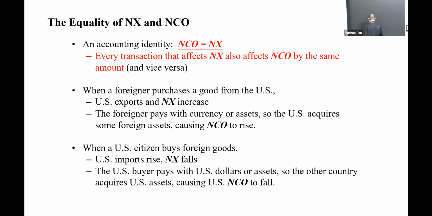Let's see one example. For example, if there are only 2 countries, the US and China, and only these two countries trade with each other. We have exports. We have imports. Exports minus imports, that's the net export. And we also have foreign assets. We have domestic assets. So we also have net capital outflow.